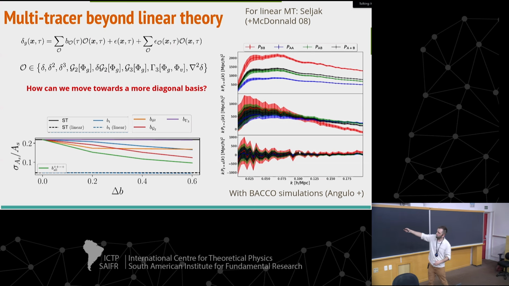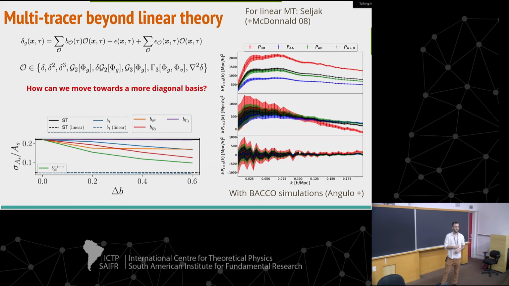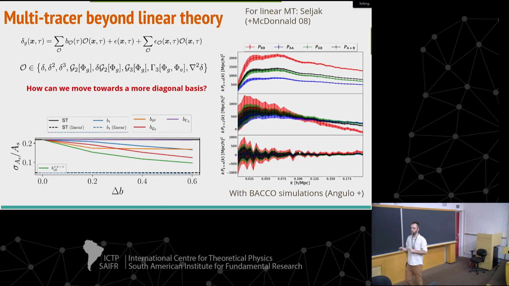If you're able to find very different galaxy populations, you gain way more information about cosmological parameters. Okay?